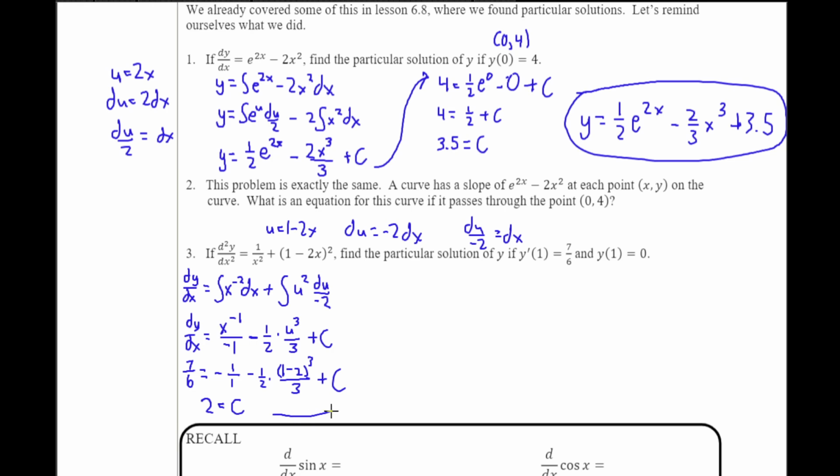So we can now plug the c into our first derivative right here. So dy dx is equal to, well, negative x to the negative 1 over negative 1 is negative 1 over x, minus 1/2 times 1/3 is 1/6. The u cubed is 1 minus 2x cubed. Instead of plus c, it's a plus 2.